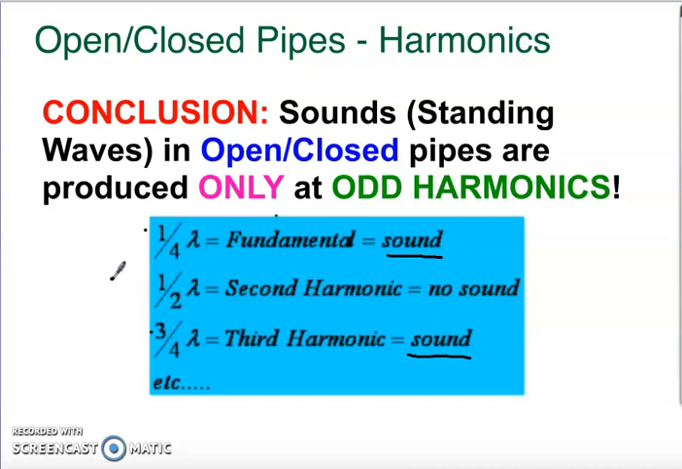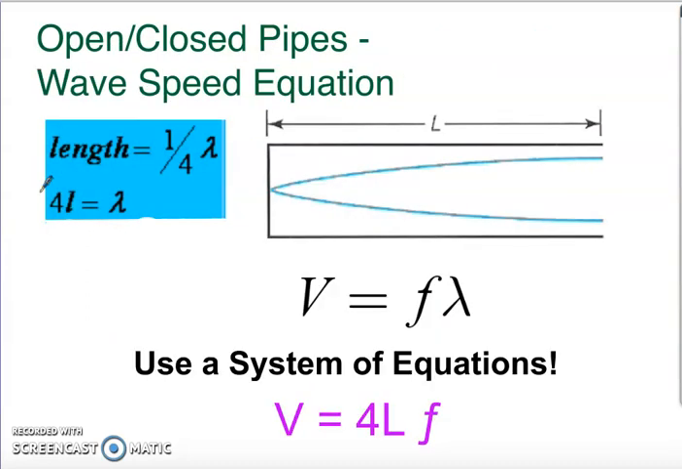1/2 will be the same thing as 2 over 4. It's just simplified. So if we have 1 over 4, 2 over 4, 3 over 4, as we increase those harmonics, only the odd numbered fractions are going to produce sound. Now if we rearrange that, length is equal to 1/4 of a wave for that fundamental frequency, we would find that you'd need 4 times the length of the tube to equal a full wave.